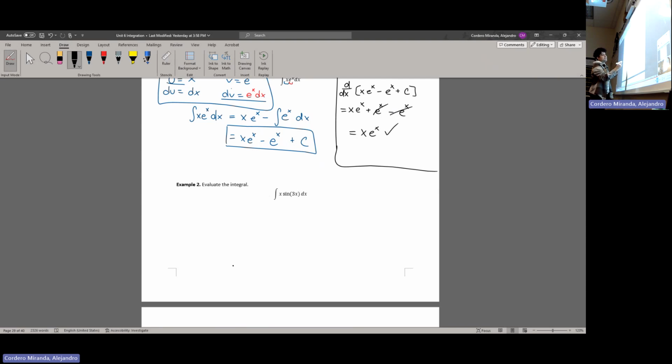Okay, so this one, x times sine of 3x. Again, this is how I like to set it up: u, du, dv, and v. And then you choose the right ones. So what would be the right u and what would be the right dv? Think about it for a second. Hopefully you said x is right for u because the derivative of x is simpler. It's 1 dx. And then for dv, pretend this x isn't here. That tells you what dv is. So dv has to be sine of 3x dx.